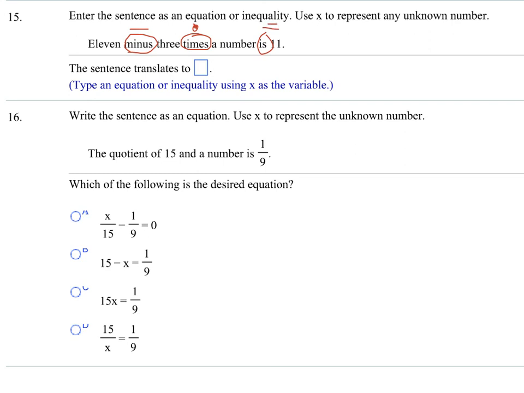So now I'm just going to put my numbers in. I've got 11 minus 3 times a number, and x is going to represent our unknown number, is 11. So this sentence translates to the equation 11 minus 3x equals 11. Now notice I didn't put a dot between 3 and x because it's understood that if we write 3 beside of x, that means multiplication.